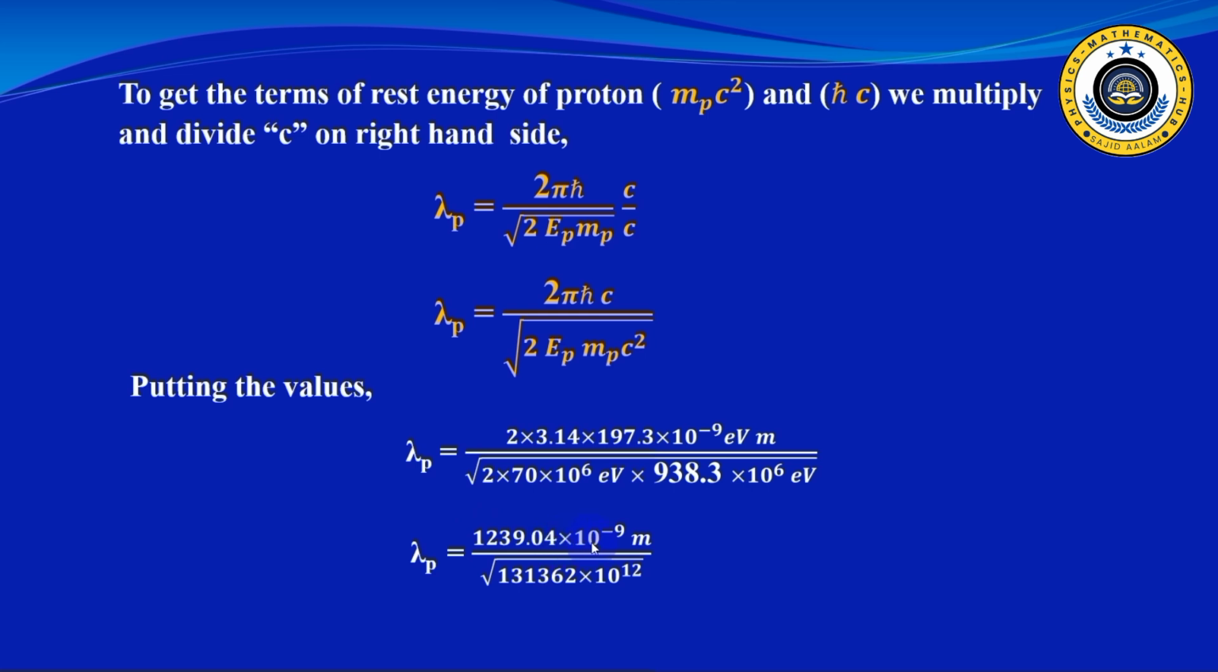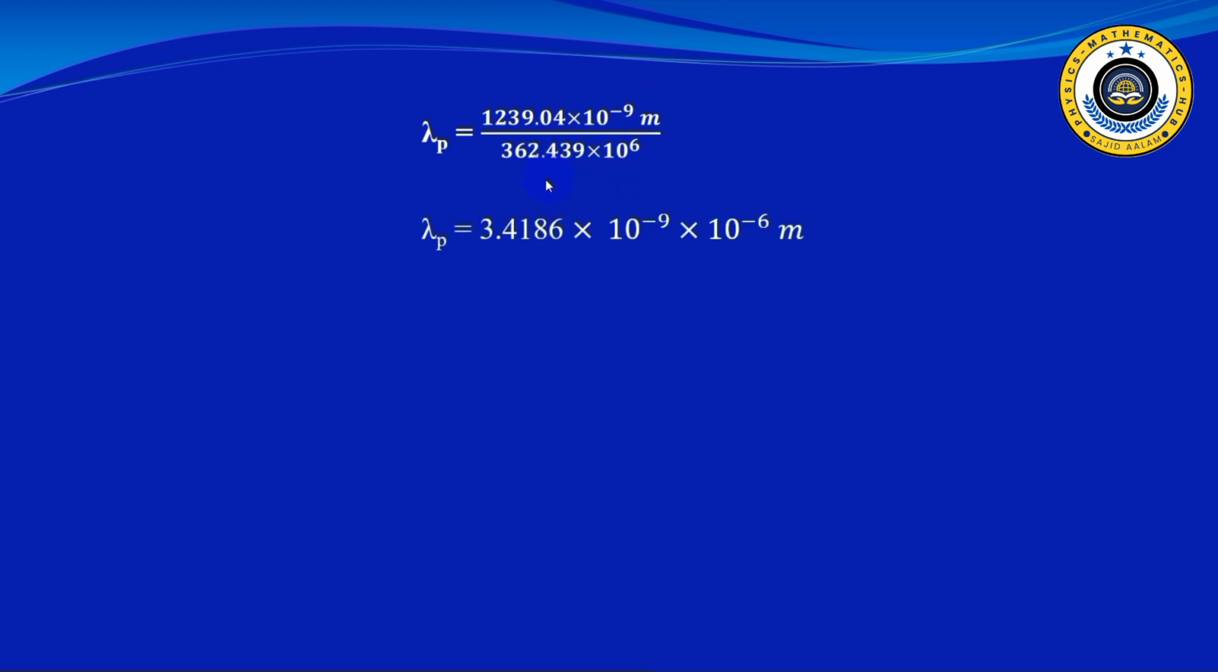1239.04 multiplied by 10 to the power minus 9 meters divided by the square root of 1362 multiplied by 10 to the power 12. Lambda P is equal to 1239.04 multiplied by 10 to the power minus 9 meters divided by 362.439 multiplied by 10 to the power 6. Solving the fraction, we get lambda P is equal to 3.4186 multiplied by 10 to the power minus 9 multiplied by 10 to the power minus 6 meters.